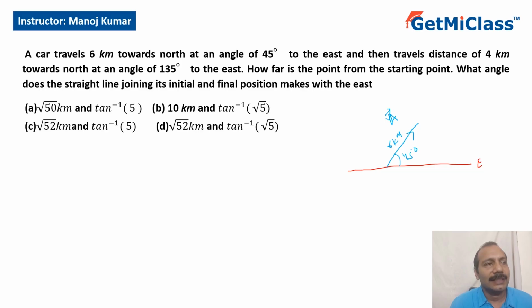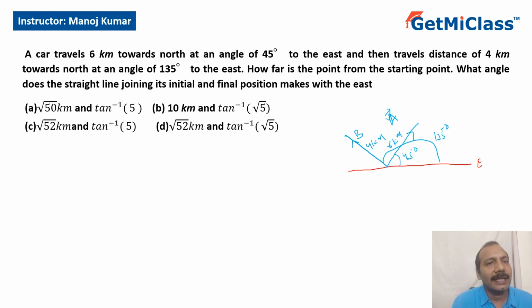Now the second case, what is happening? It is traveling at an angle of 135 degrees, a distance of 4 kilometers. So something like this. This is vector B. So this distance is 4 kilometers and the angle is 135 degrees.